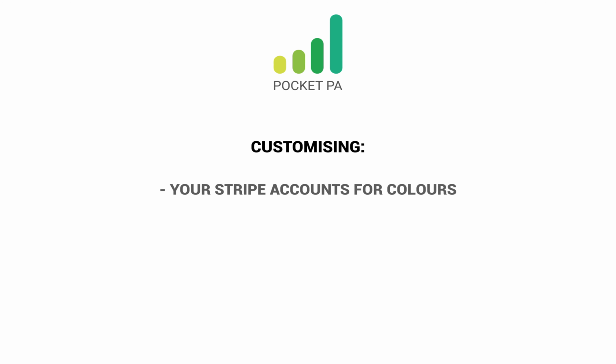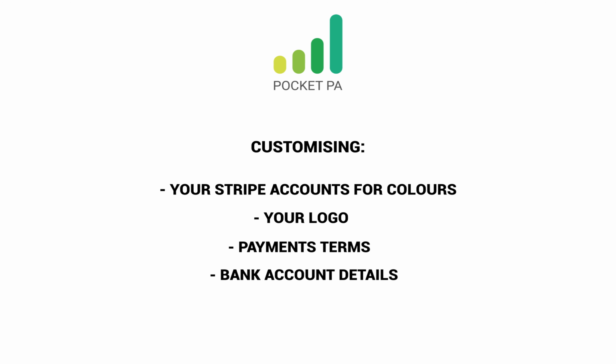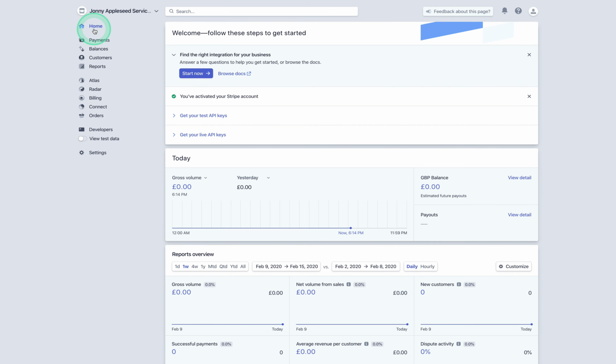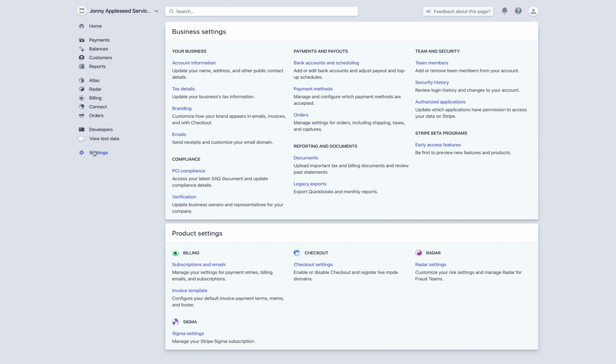So in this tutorial I'm just going to give you an overview of your Stripe dashboard, in order to help you customize some of the settings. When you go into your Stripe account, you'll start at the home button, and if you go down to your settings area here, I'm just going to run through the areas which are necessary for you to be aware of in case you want to make any changes.